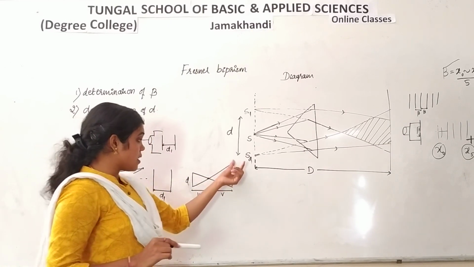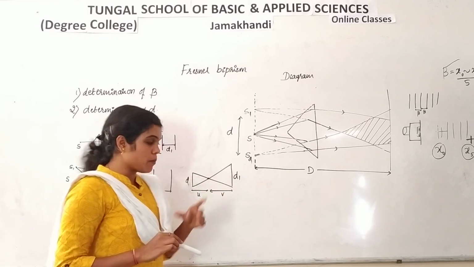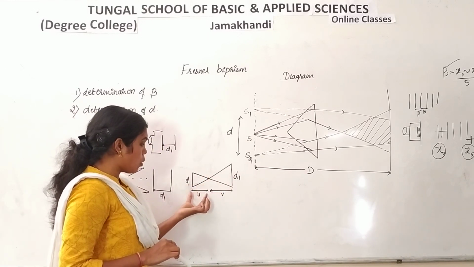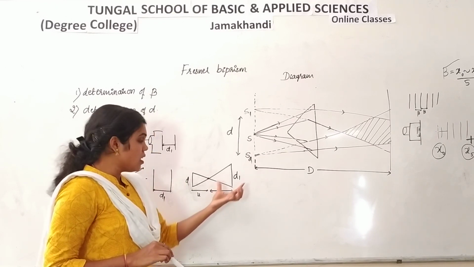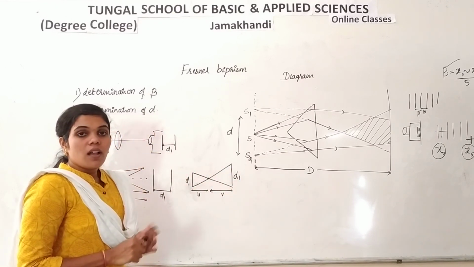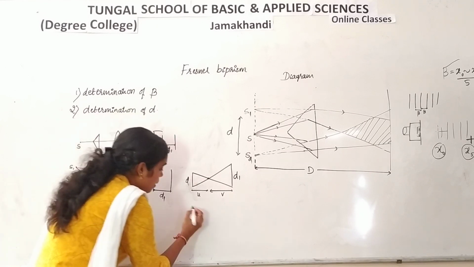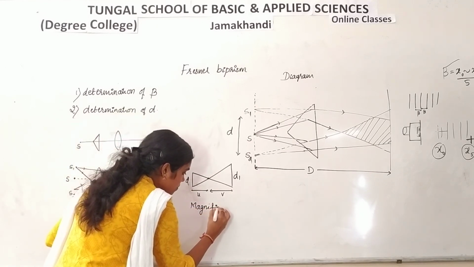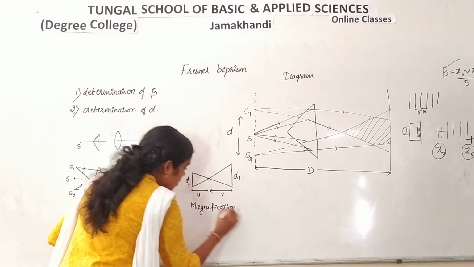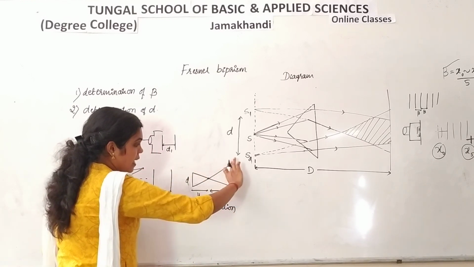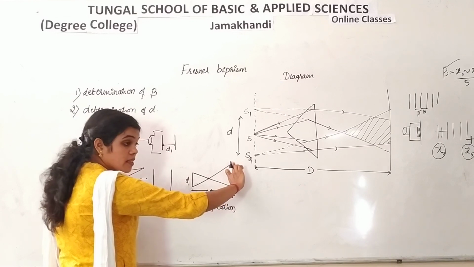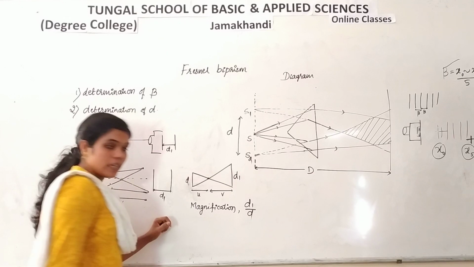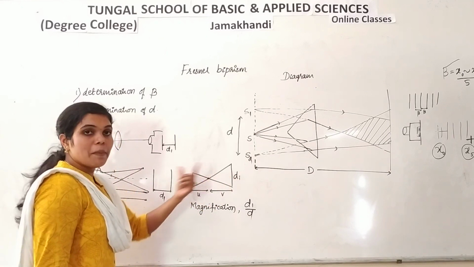Let us call the distance between these two lines as d1, and if this is the position of the convex lens, this will be the object distance and this will be the image distance. According to this diagram, the definition of magnification is: it is enlarged, it has magnified this much. So magnification is equal to d1 divided by d. So d1 by d is magnification.